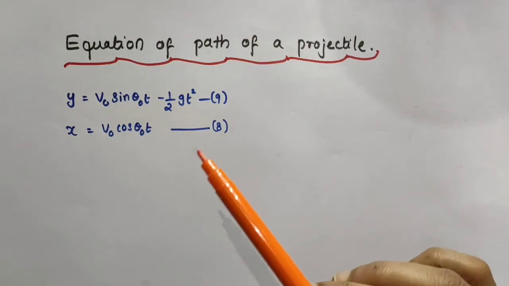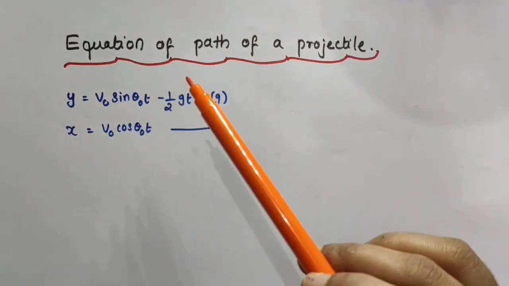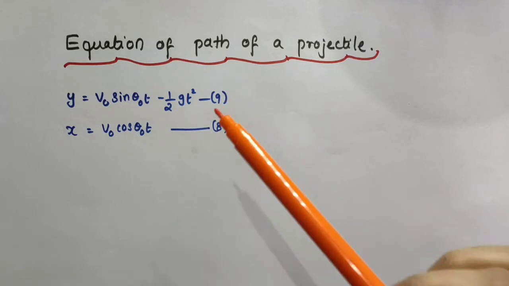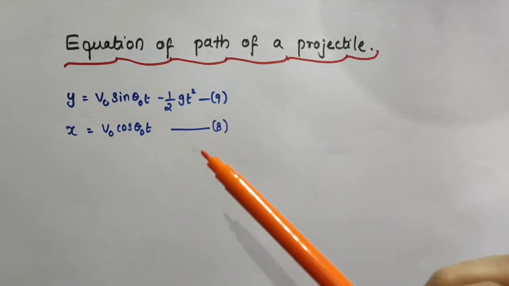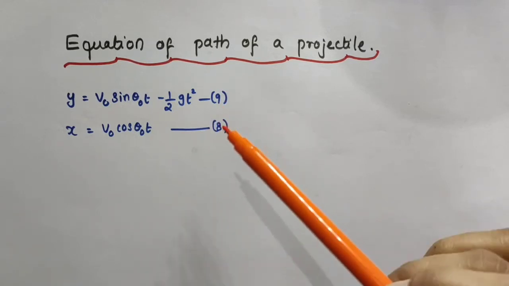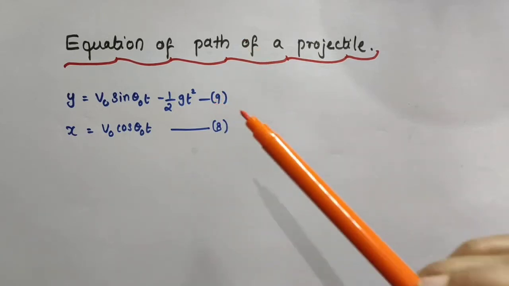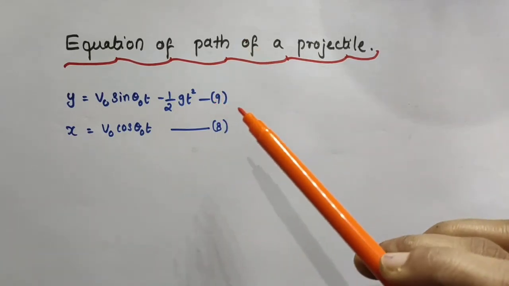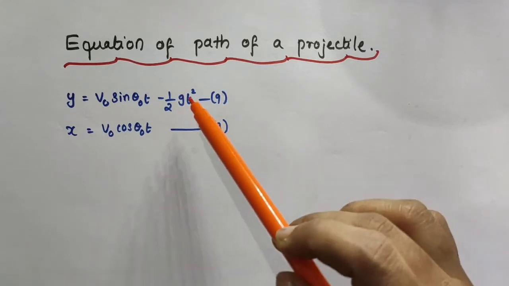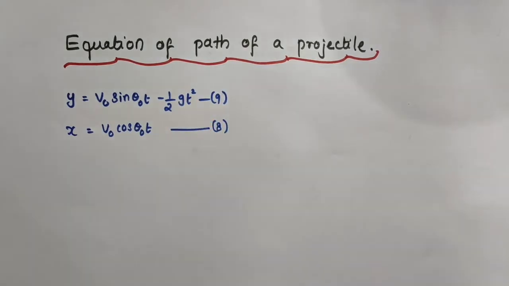Now, we are going to discuss the equation of path of a projectile. What is the shape of the path followed by the projectile? To obtain the equation of path and the shape of the path followed by the projectile, let us consider equation number 9 and equation number 8, which we have already discussed.